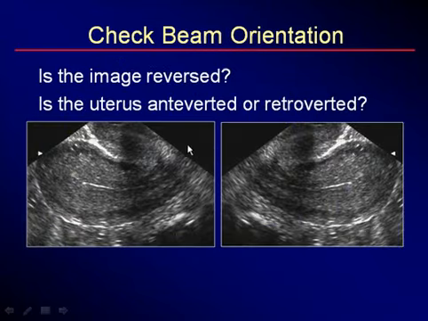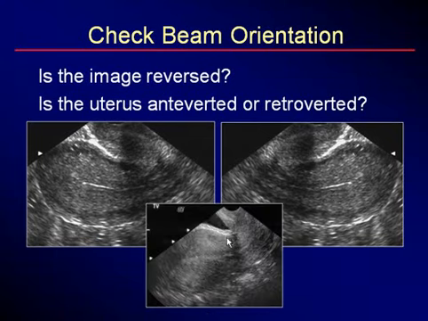So this is where it becomes important. You have a picture like this, and it looks like the uterus is anteverted. But you see, we could actually just press the left-right button and flip it around. So how do we really know what's the true position of this uterus? Is it an anteverted or a retroverted uterus? Well, the only way to really tell is to check the position of the bladder.